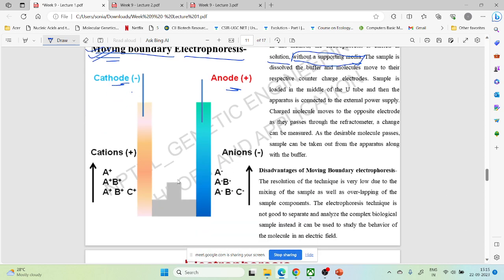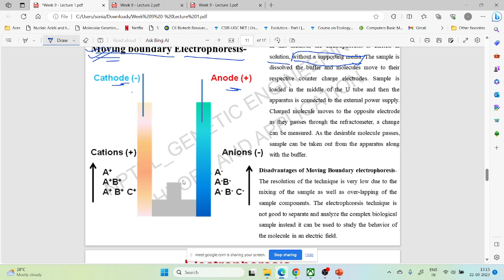Here the sample was loaded, and then what happens is that charged molecules move according to their charge, whether to the cathode if they are positively charged or to the anode if they are negatively charged. So this was the first kind of electrophoresis, moving boundary electrophoresis.